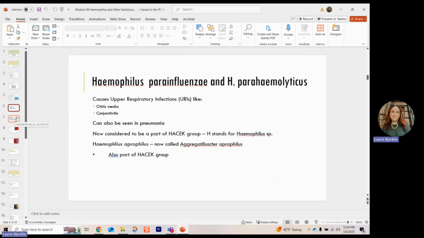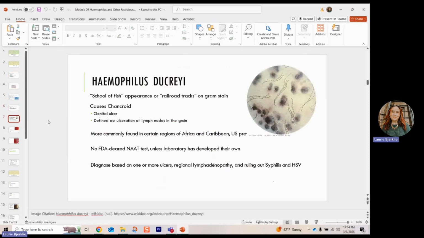All right, so that's all the mention of parainfluenzae and parahaemolyticus, mainly seen with respiratory infections. Haemophilus ducreyi is a specific infection for an STD called chancroid, however you want to say it. I usually say chancroid, but everybody has a different way of saying it. Again, it's still a Gram-negative rod, but this one sometimes takes a unique look on the Gram stain, what we call a school of fish appearance, or you can call it railroad tracks on the Gram stain.